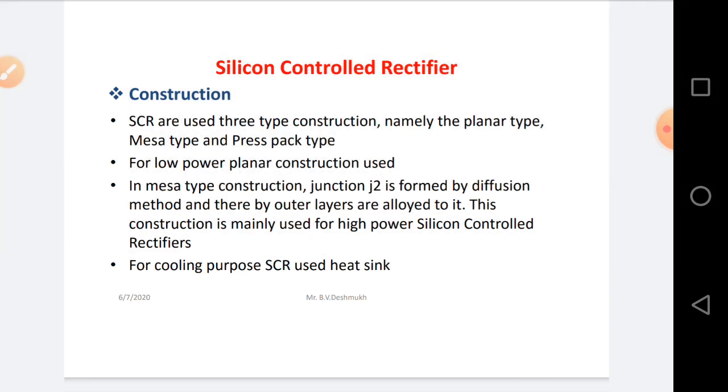Whenever we are using SCR for rectification, inversion or regulation of power flow, at that time the SCR is heated. Due to heating, the SCR may get damaged. For protection of the SCR from damage, we can use cooling, and that cooling is provided by a heat sink.